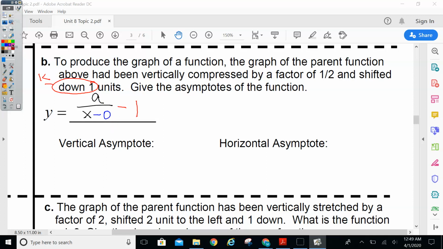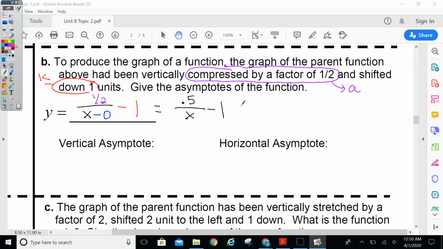Okay, so this compressed by a factor of a half. This is your a value. So that means a up here needs to be a half. The thing about that is you don't leave a fraction within a fraction. So there's a couple of ways you can do it, one better than the other. Here you can change it to a decimal, 0.5 over x, I'm just going to put x because I don't need the 0, minus 1. But even that is not very conventional because we usually don't keep a decimal within a fraction.